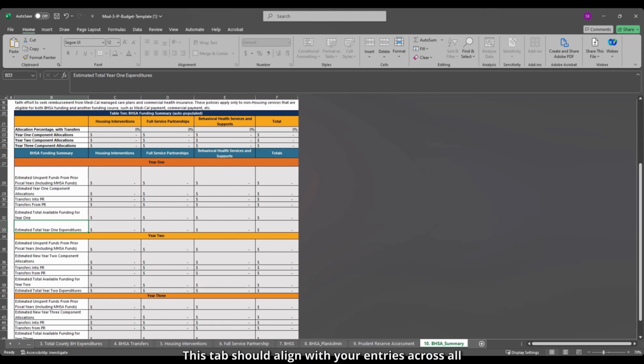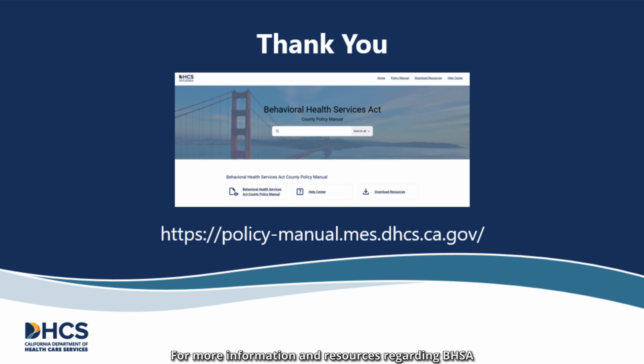This tab should align with your entries across all of the previous tabs in the budget workbook. For more information and resources regarding BHSA policy and reporting requirements, please see the DHCS County Policy Manual webpage and its resources located at https://policy-manual.mes.dhcs.ca.gov. This concludes our video training guide for the Integrated Plan Budget Sheet. Thank you.